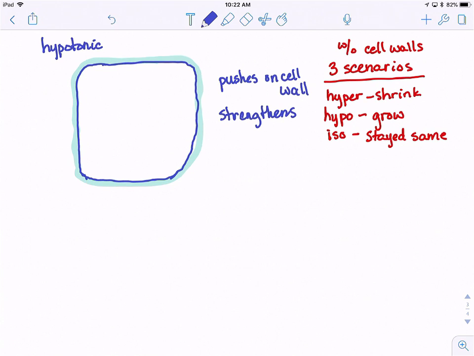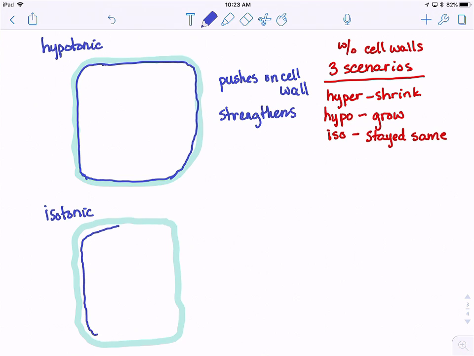In our last scenario, this is pretty much what I drew in the very first drawing of the plant cell. The cell membrane is not exactly pulling away, but it's not hugging either. It's just kind of hanging out inside of here. And so this is what we see as a wilted plant.